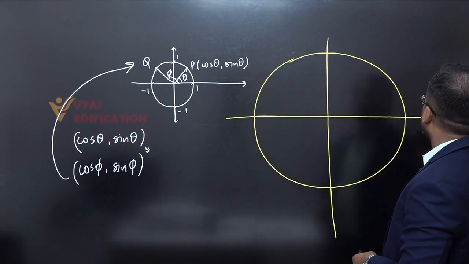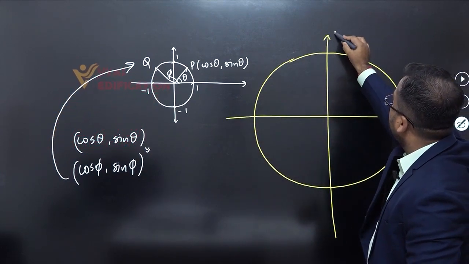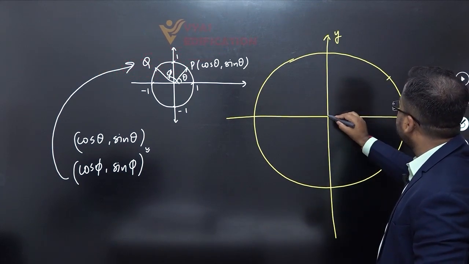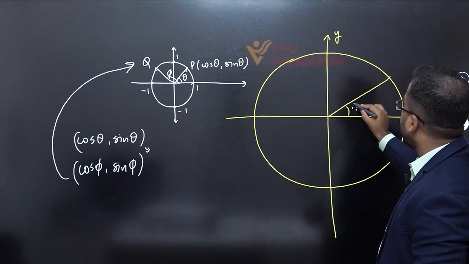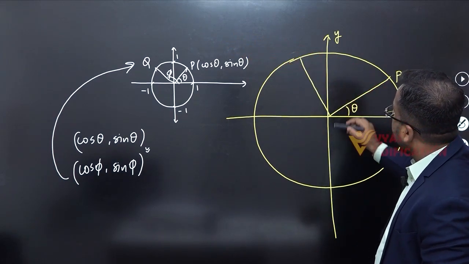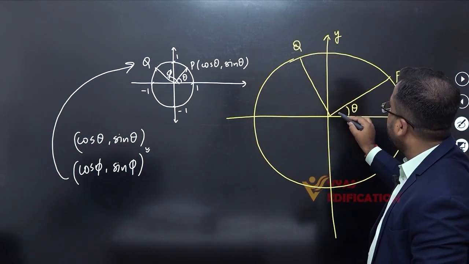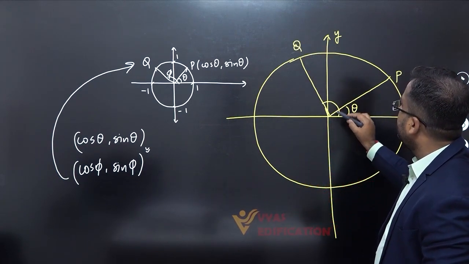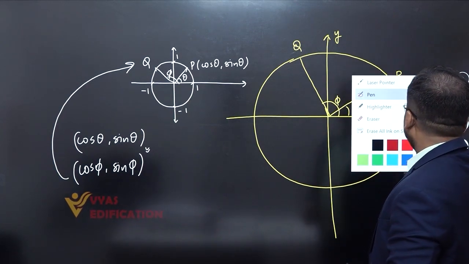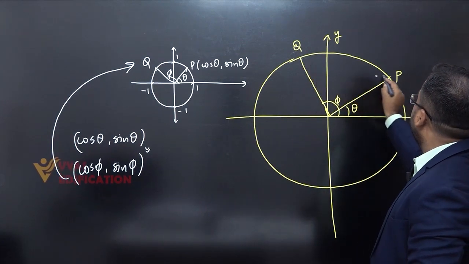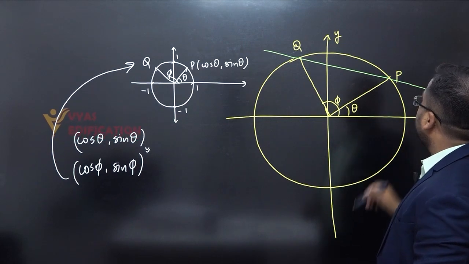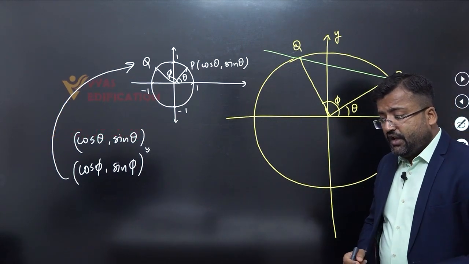Okay, this is x-axis, this is y-axis, and this is a point P which is making an angle theta over here. This is point P. Then there's another point Q which is making angle phi. This total angle is phi, right? Yes. Okay, and if you want to find the equation of this PQ extended, basically, if you want to find the equation of this PQ, what can you do?